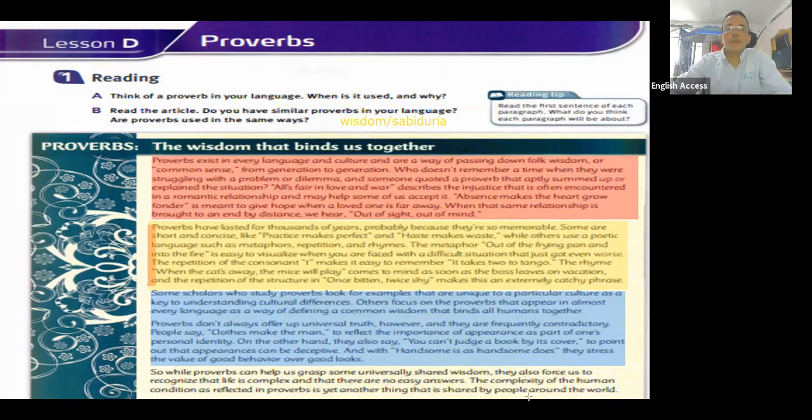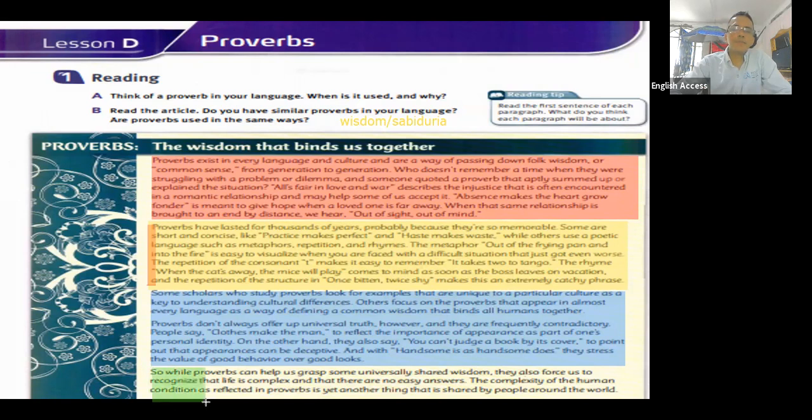Yes, excellent, good job. Well, some scholars who study proverbs look for examples that are unique to a particular culture. We say sayings or proverbs, it is the same. Like a Mexican saying. They are very similar. All of them are similar. Of course, they are different. They use different words. But it depends on the culture. Excellent. Let's continue with the last one, please, Felix.